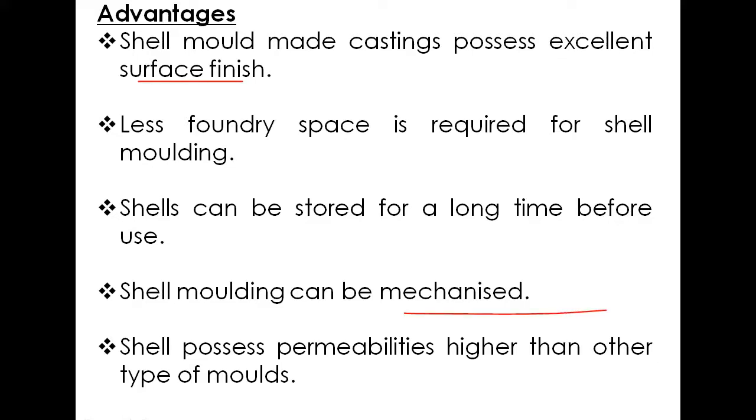It can be used for mass production with the support of mechanization. Shells possess higher permeability than other types of mold. Permeability is one of the molding properties. When the shell has permeability, it allows the molten metal gases to escape to the outside environment, and only then does the casting get good shape and size as a defect-free component.